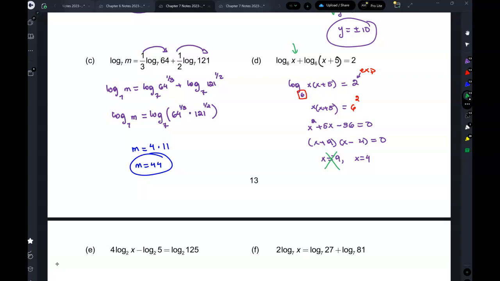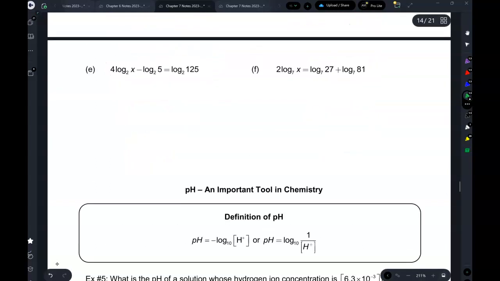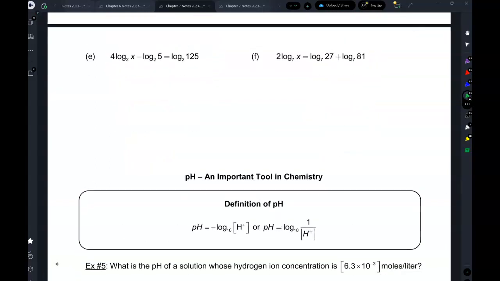So just x equals 4. Okay, here we go. Ooh, what about this one?